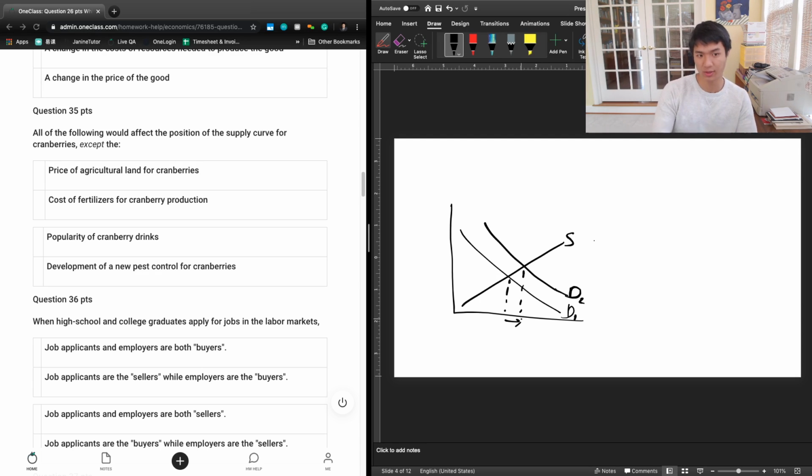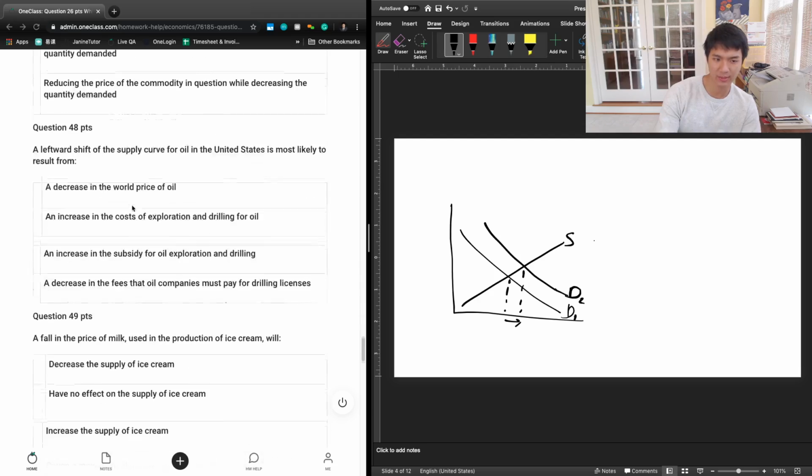We can just confirm by taking a look at answer choice D. Development of a new pest control for cranberries, and again, the ability of the producer to spray an effective type of pest control onto its cranberries is going to be an input. It is going to be a supply determinant, and so that would also affect the position of the supply curve. So it's really going to be answer choice C. All the following would affect the position of the supply curve for cranberries except the popularity of cranberry drinks. That's going to be the best answer here.